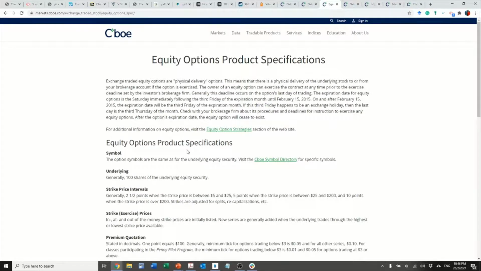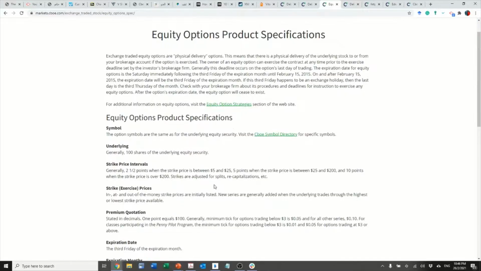Here are the specifications of options that are traded on the CBOE. Generally, what we saw is that the tick size for strike prices is 2.5 when it is between 5 and 25, and 5 points when the strike prices are between 25 and 200. But as we can see, this is not a fixed rule. They can change this if they find that it meets the demand of certain investors.